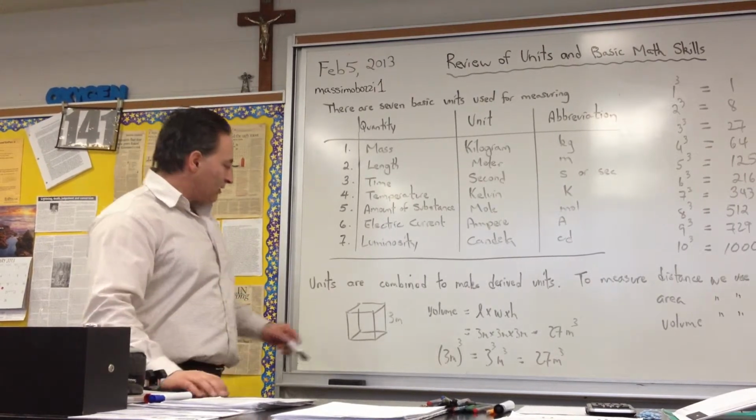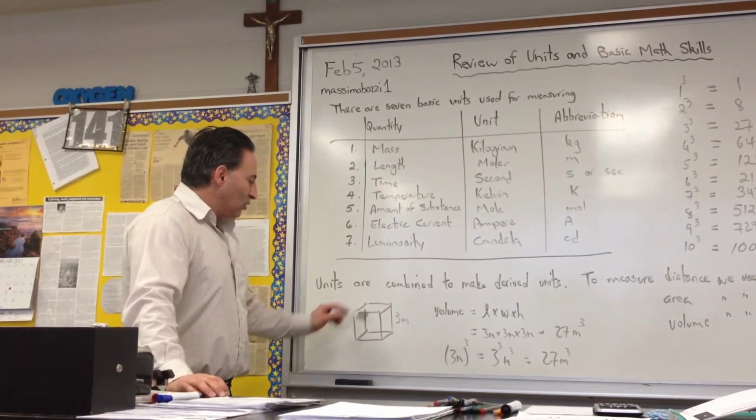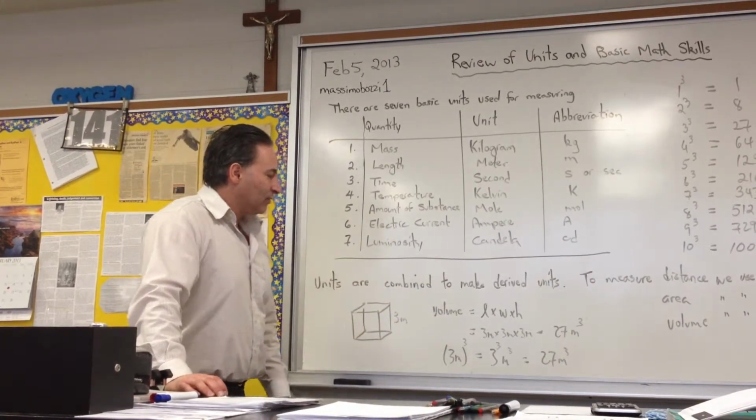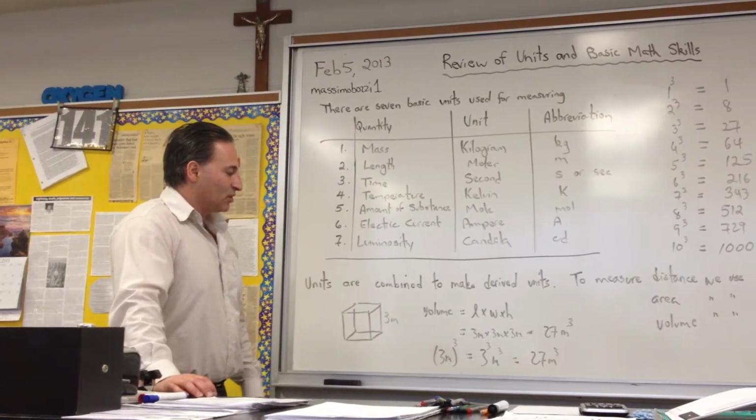So for example, if I wanted to measure the volume of a cube that had a height of 3 meters, we know that a cube has all the dimensions the same size, so it would be length times width times height, or 3 meters times 3 meters times 3 meters, which gives us 27 meters cubed.